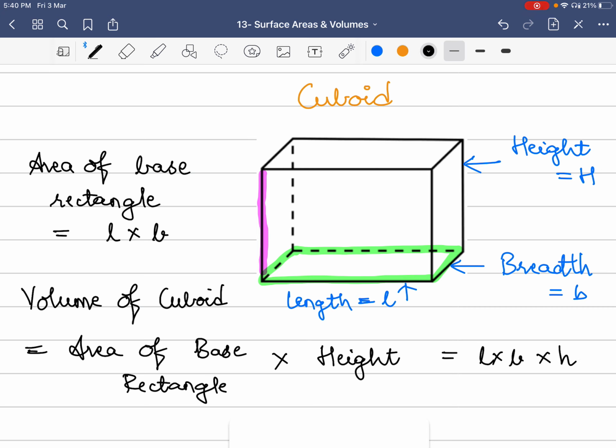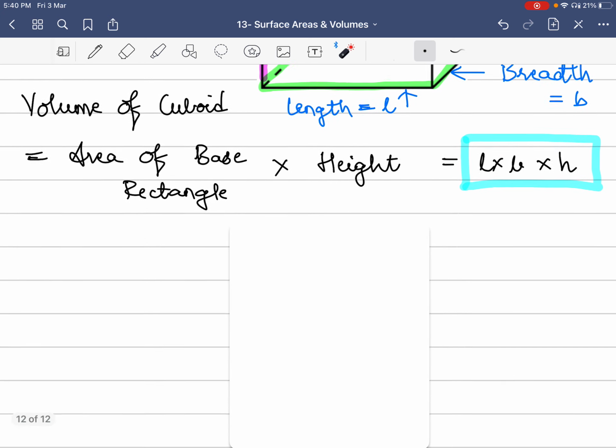Okay, very simple and very plain formula for the volume of a cuboid. I'm just going to box it, very important. It's length into breadth into height. Basically the area of this rectangle into the height. So we're going to use this formula to solve a lot of unsolved problems. So this was our discussion with respect to cuboid.